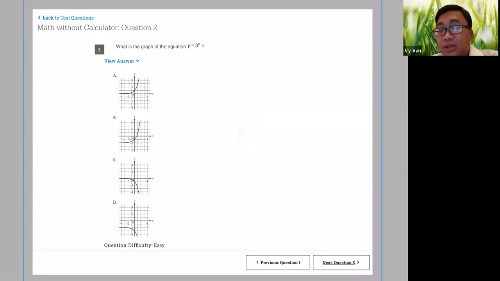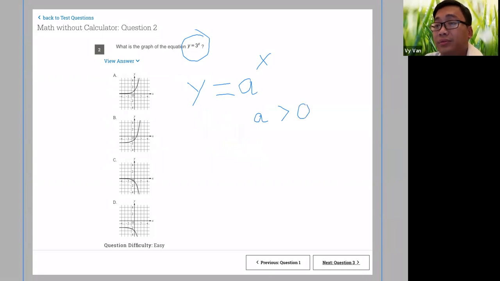Number 2. This question is also easy. For those of you who know this type of function right here, this is called an exponential function. The general form for this is y equals a to the power of x, where a is a positive integer greater than 0.